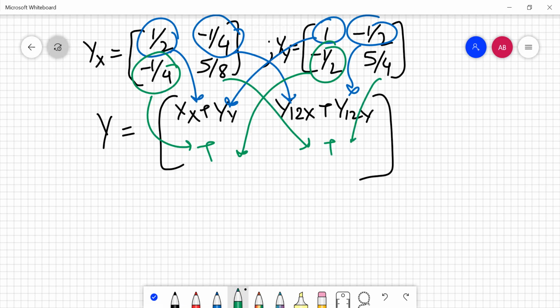So this is how you do the numericals on the interconnection of two-port networks. So that's all for now.